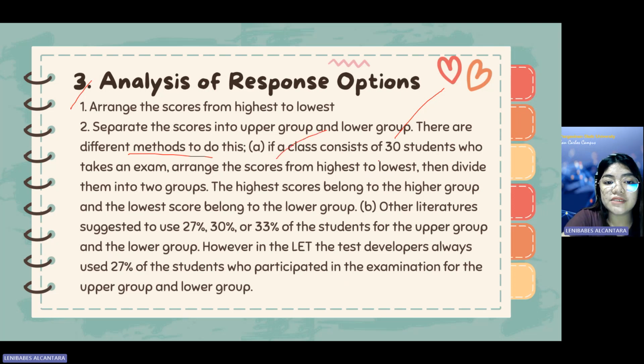Okay? If a class consists of 30 students who take an exam, arrange the scores from highest to lowest, then divide them into two groups. So, possibly, we can just divide it into two. Parang yung ginawa natin kanina sa example ng difficulty at discrimination. The highest scores belong to the higher group and the lowest scores belong to the lower group.